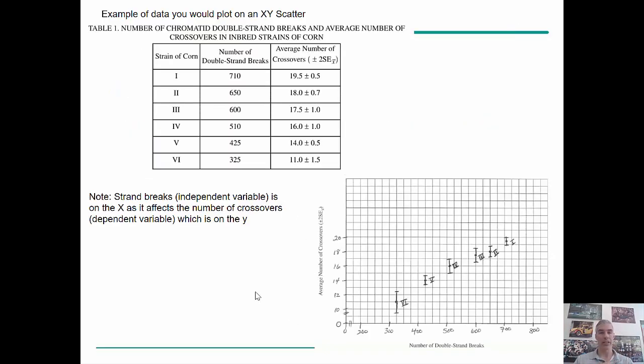So here's showing you an example of one that appeared on the AP Bio exam just a couple of years ago.